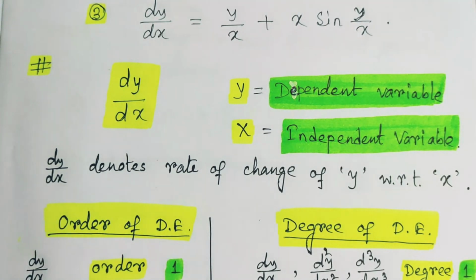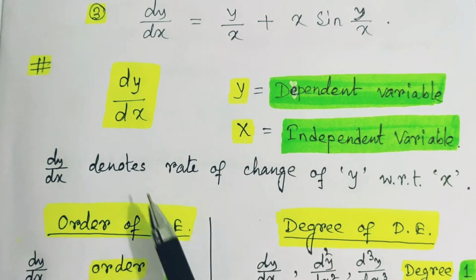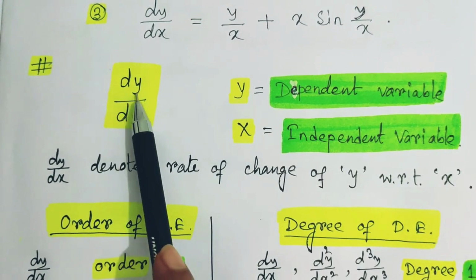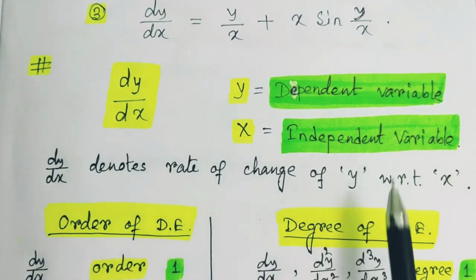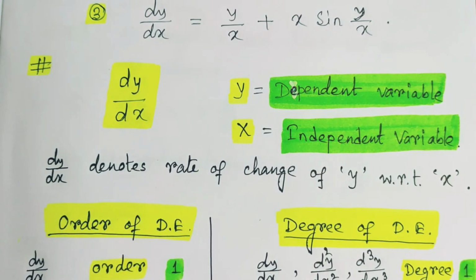dy/dx, this one is the rate of change of y. What is y? y is the dependent variable here and x is the independent variable. Any derivative in the form dy by dx or whatever it be, the variable that remains in the denominator is the independent variable and the numerator is the dependent variable.